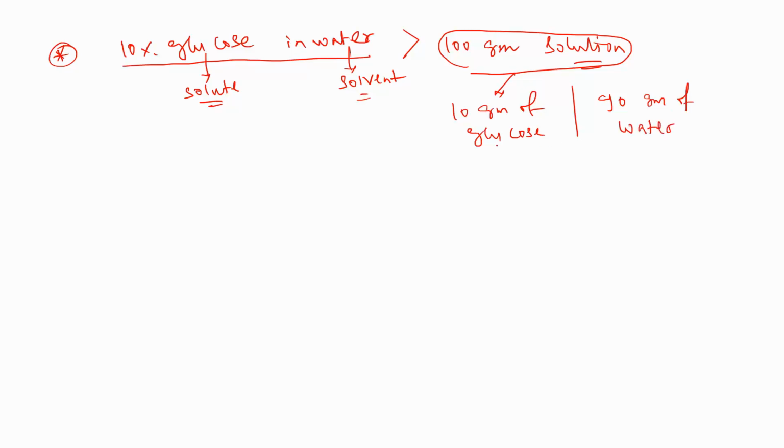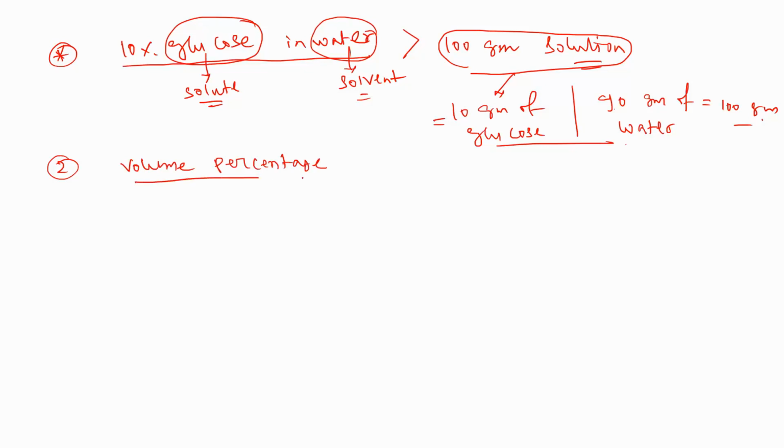So in this solution there are two things, one is glucose and another is water. Glucose is 10 gram and water is 90 gram, so the total amount is 100 gram. In this way we have described the solution in mass percentage. Another way is volume percentage, which means V by V.